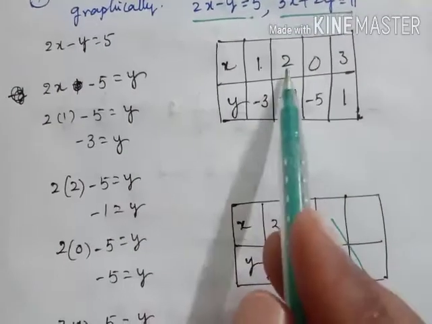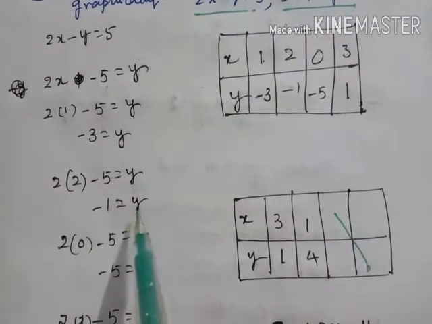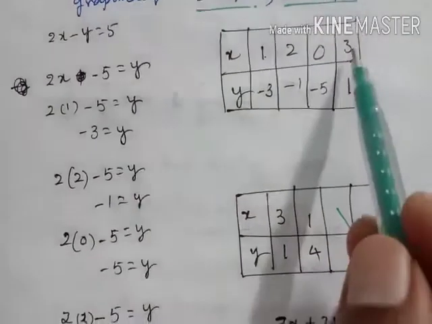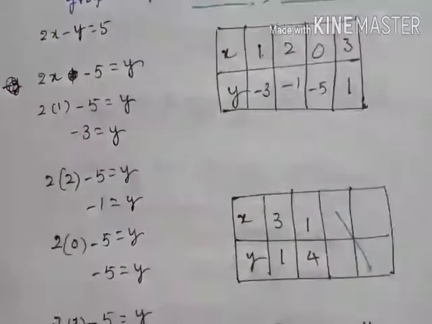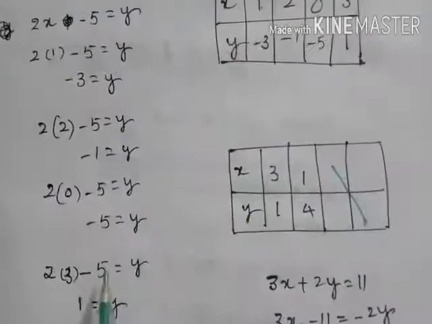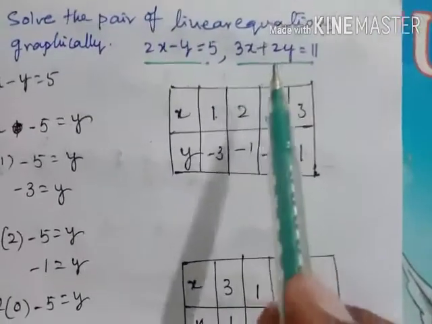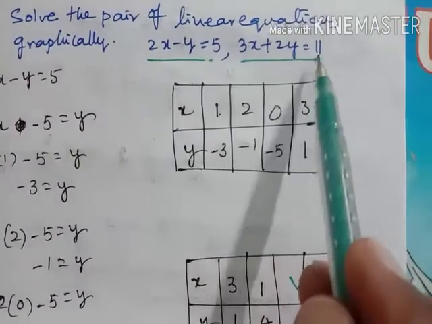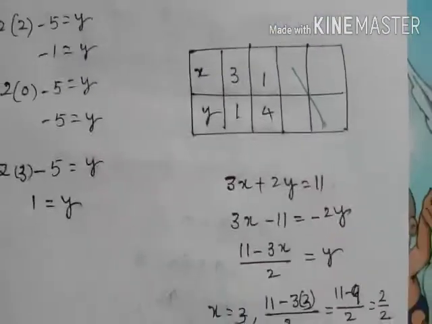When I substitute x is equal to 2, I am getting y is equal to minus 1. When I substitute x is equal to 3, I am getting y is equal to 1. So this is for equation 1, and the second one, 3x plus 2y is equal to 11. I am substituting like this.